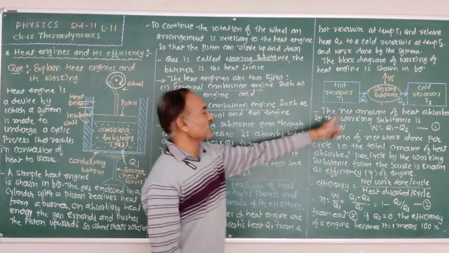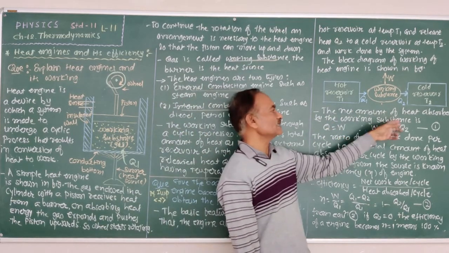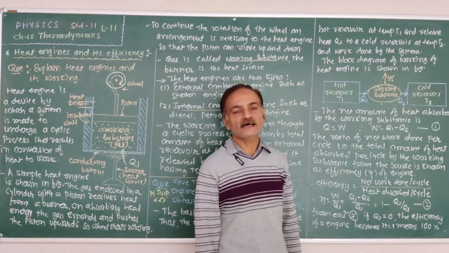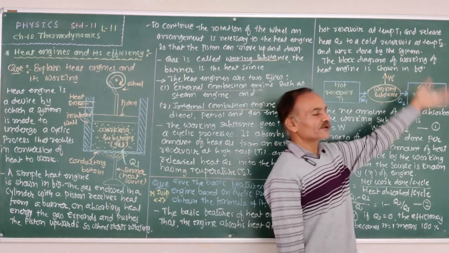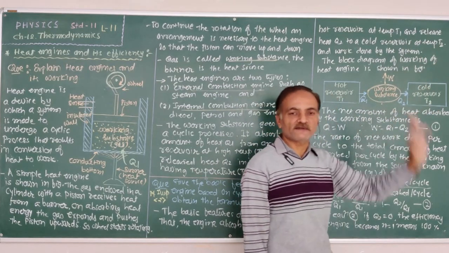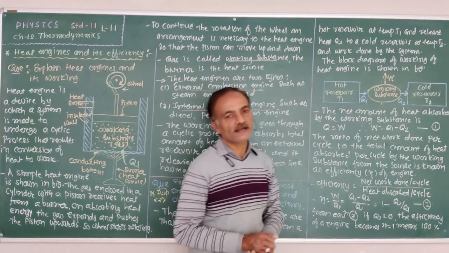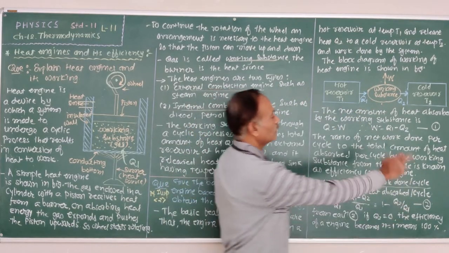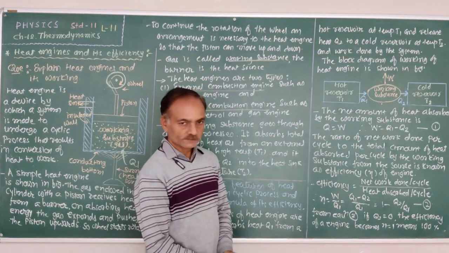For a cyclic process, we know that Q is equal to W, therefore work done is equal to the change in heat energy. Q1 is absorbed, out of this Q1, Q2 is released, therefore the difference between the absorbed energy and released energy gives the work done. Therefore, total work done W is equal to Q1 minus Q2.